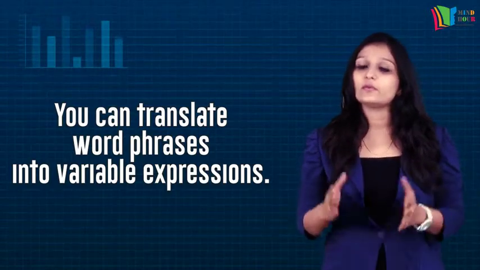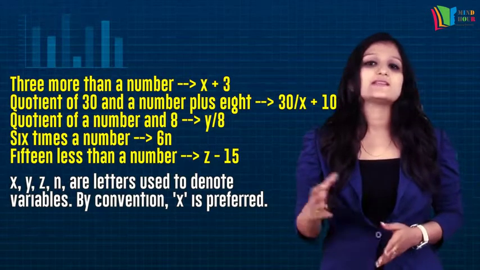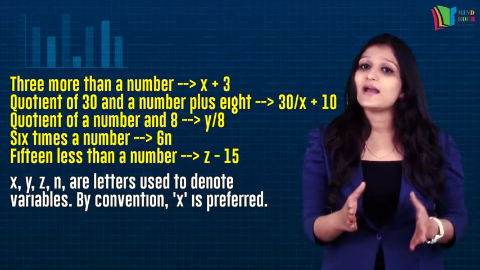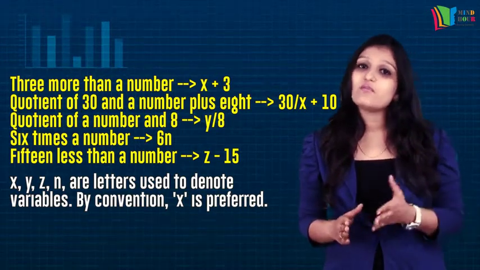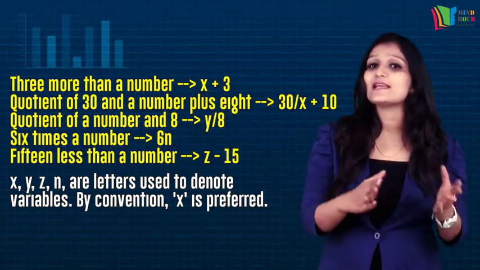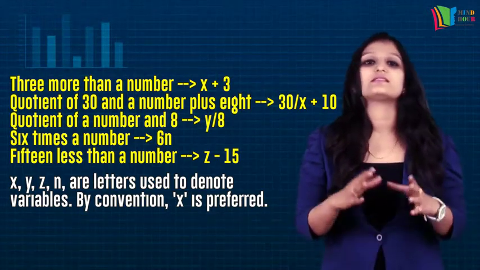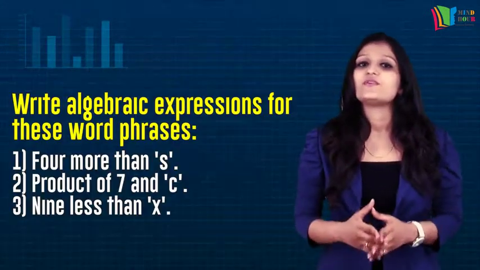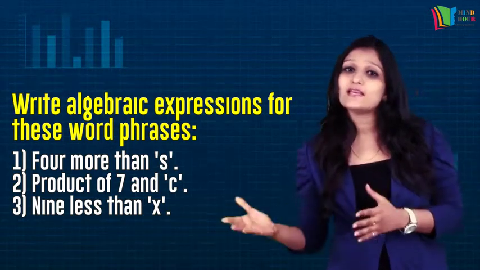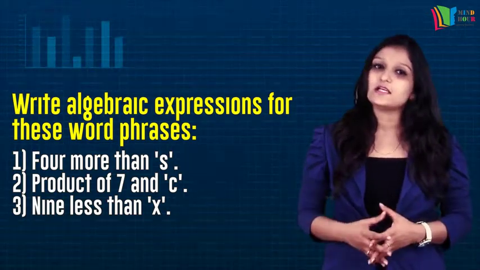You can translate word phrases into variable expressions. 3 more than a number is x plus 3. The quotient of a number and 8 is y by 8. 6 times a number is 6 into n or 6n. 15 less than a number is z minus 15. The quotient of 30 and a number plus 10 is 30 by x plus 10. Write algebraic expressions for these word phrases: 4 more than s, the product of 7 and c, 9 less than x.